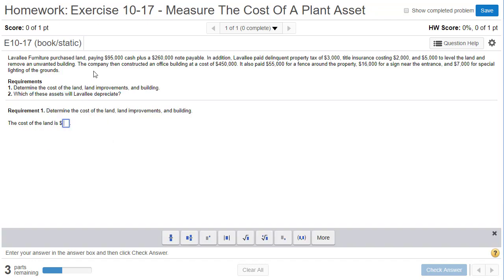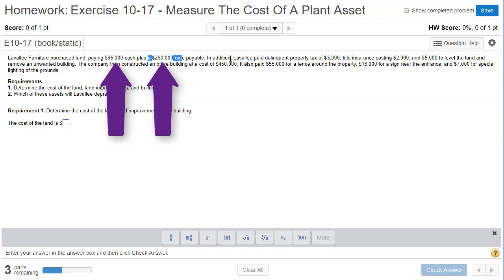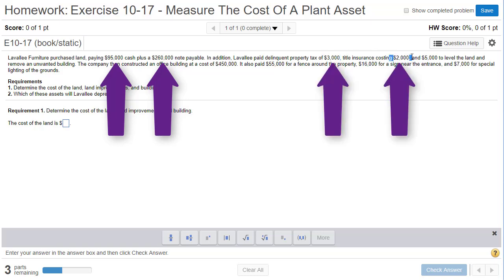So let's do the land first. So the land's going to be the $95,000 cash plus the $260,000 note payable. That's the main cost. But we also had to pay $3,000 for property taxes, $2,000 for insurance, our title insurance, and $5,000 to level the land and remove the unwanted building. So before we could get the land ready to use, we had to remove the building. So that is part of the cost of the land. So we add those five items up, 95,000 plus 260,000 plus 3,000 plus 2,000 plus 5,000. And that gives us a total cost of $365,000 for the cost of the land.